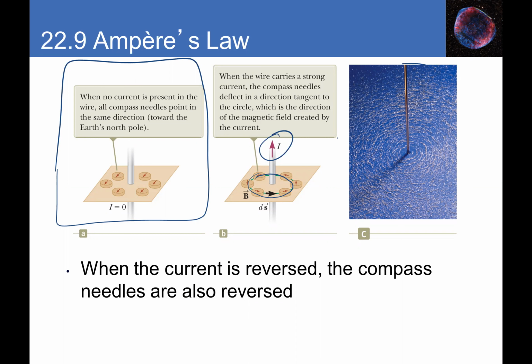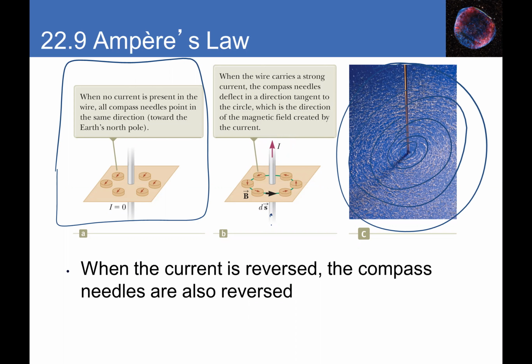So let's say you have a conductor and some iron filings. You can see how they're nicely lined up like that, very similar to the curl of the magnetic field. And once the current is reversed, so let's say I have the current going down instead of up, all of the compasses are going to change their orientation. Again, all those needles are going to be reversed.